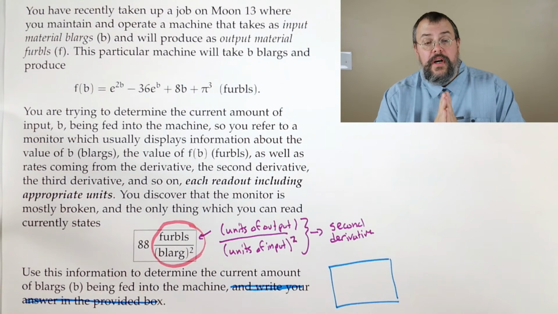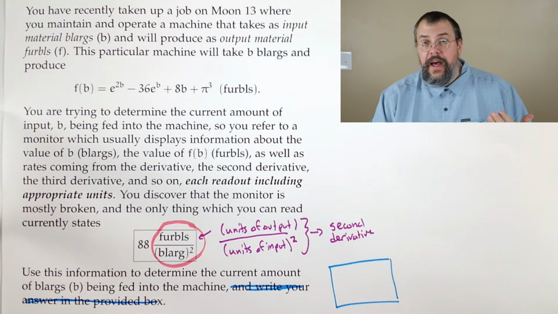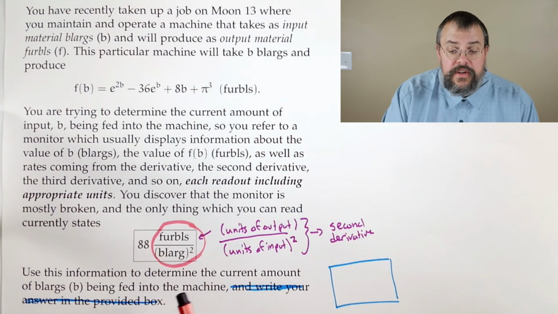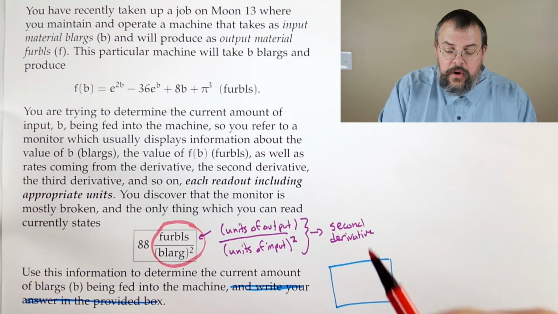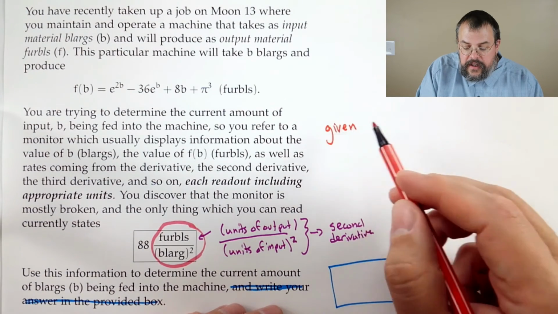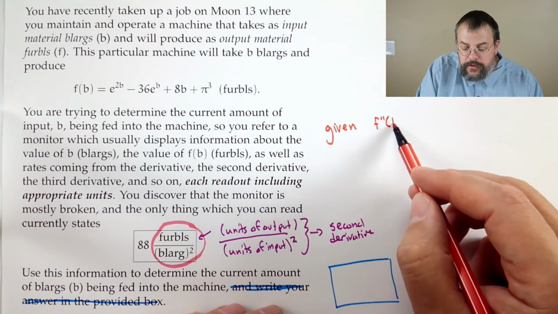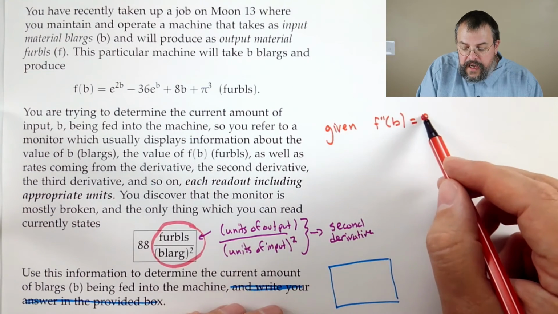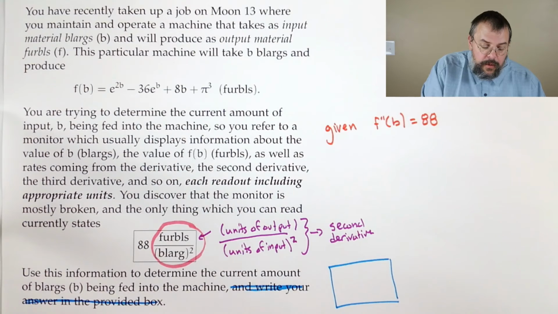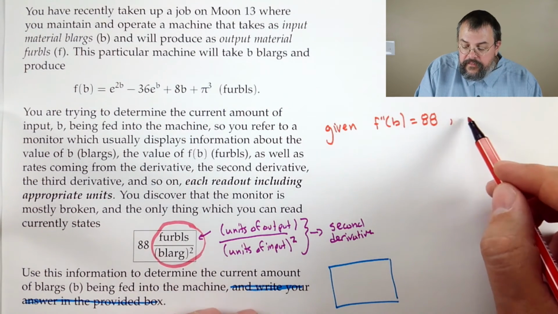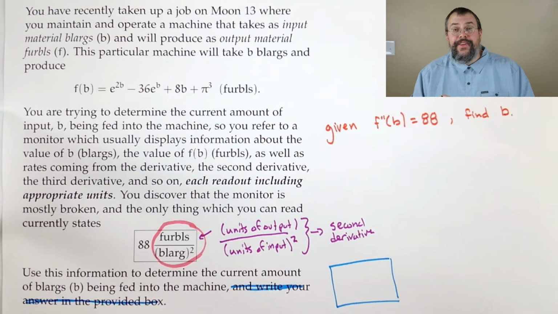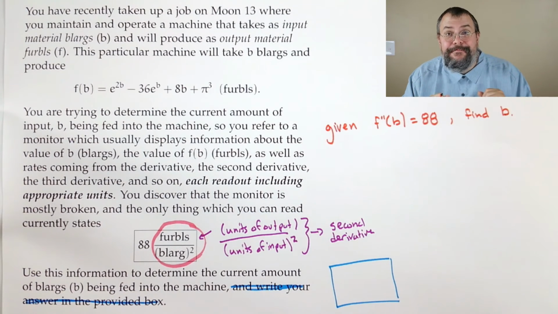All right, so what's happening here? We now know that the output on the monitor is a second derivative reading. So what we can now say is, aha, we have been given that the second derivative with respect to b equals 88. That's what we now know. And what do we want? Well, we want to find b. Find our b. Okay, so now we proceed.